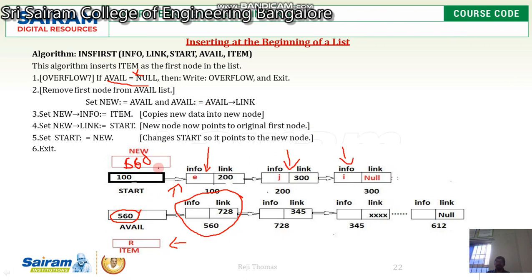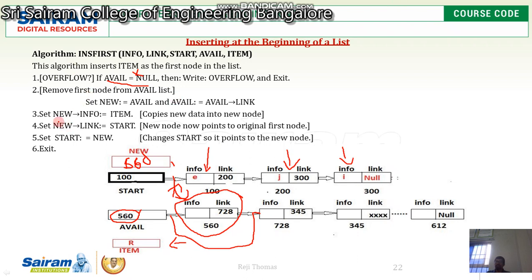Look at this. That means I've got a separate pointer for this. Now avail is equal to avail link. What is avail link? Which is 728. Now this avail will point to the next immediate node which is available. Right?